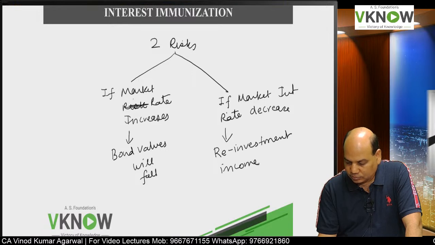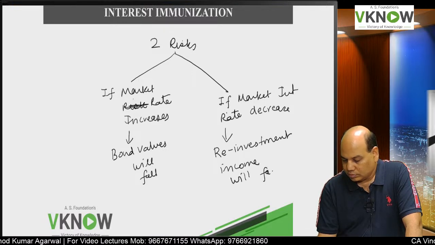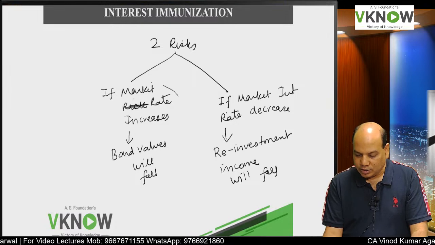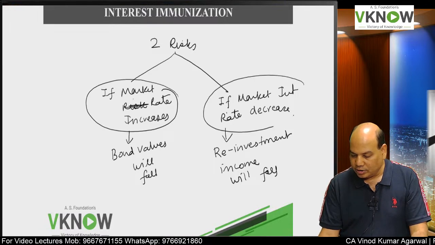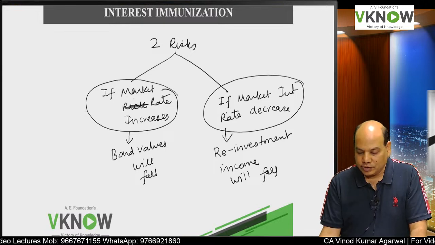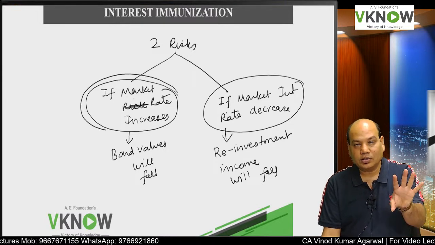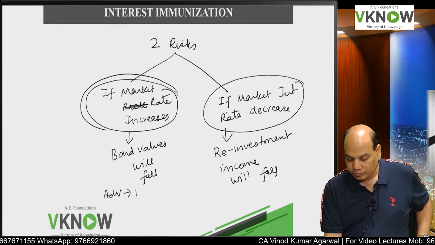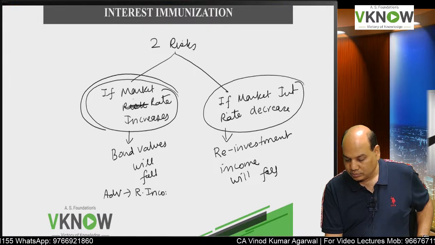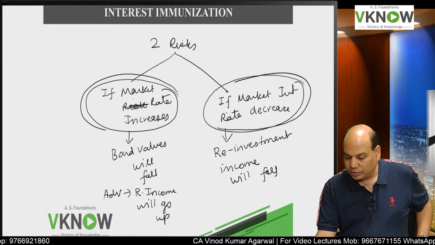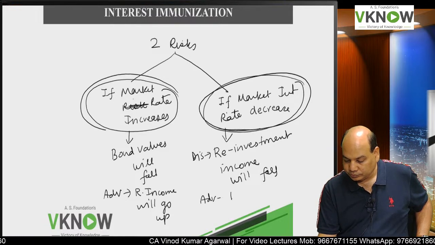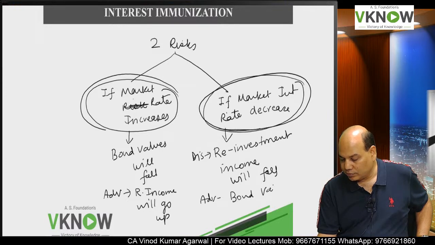Reinvestment income will fall. Oh my God. So if market rate increases or market rate decreases, I am carrying one of the risk. If market rate increases, there is one disadvantage, bond value will fall, but there is one advantage also: reinvestment income will go up. And if market rate of interest decreases, there is a disadvantage, but there is an advantage also: bond values will rise.